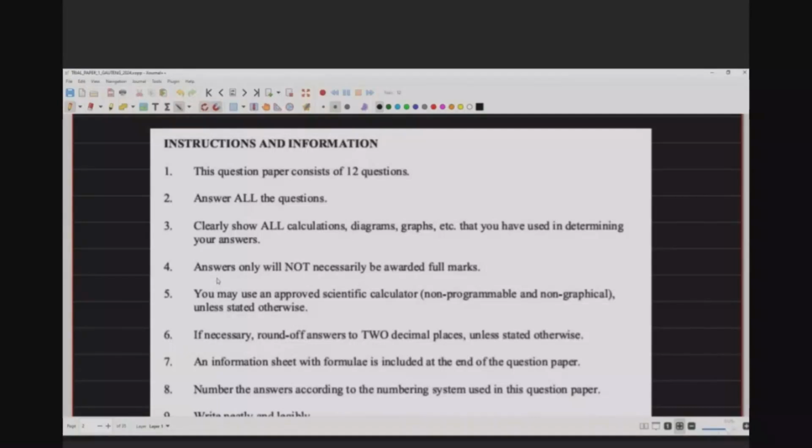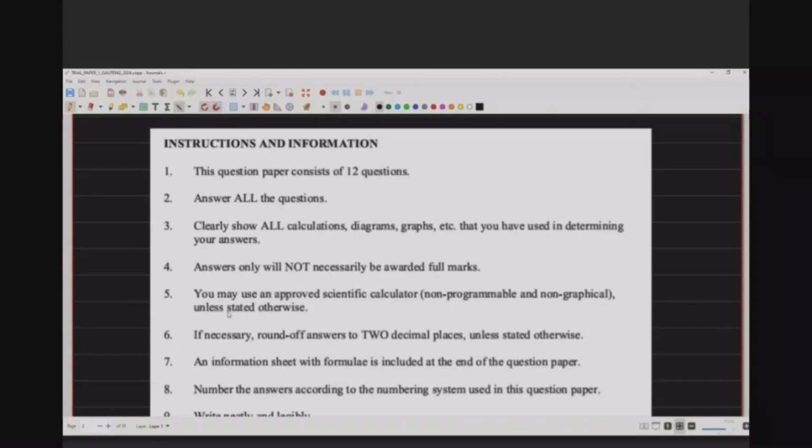So just a couple of instructions and information before we get started. The question paper consists of 12 questions. So always check that you do have in total 12 questions and answer all questions as best you can. Clearly show all the calculations, diagrams, graphs, etc. that you have used in determining your answers. Answers only will not necessarily be awarded for marks. That means that you have to provide the steps that you used in getting to your answer.